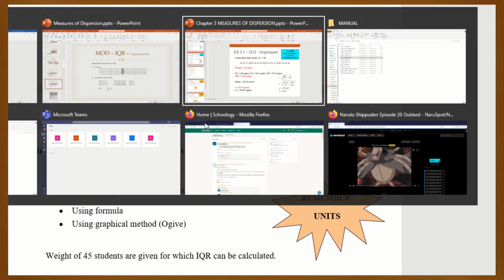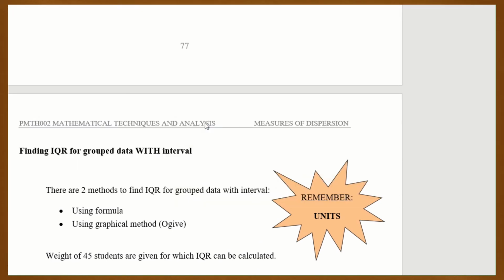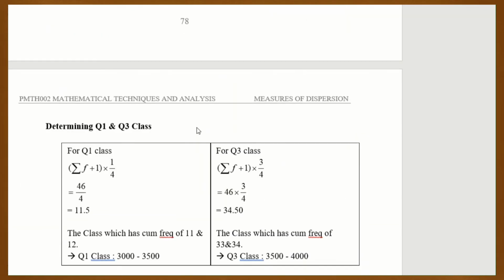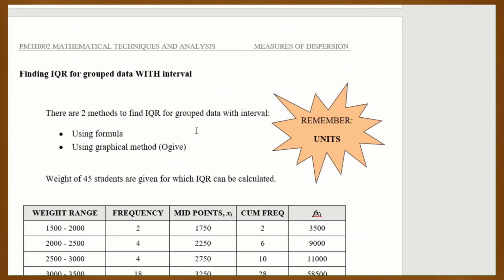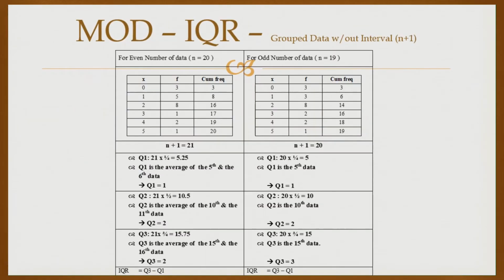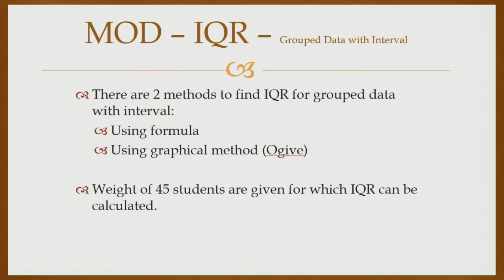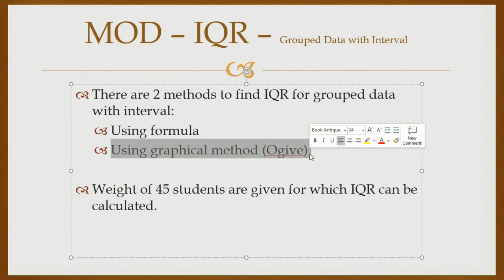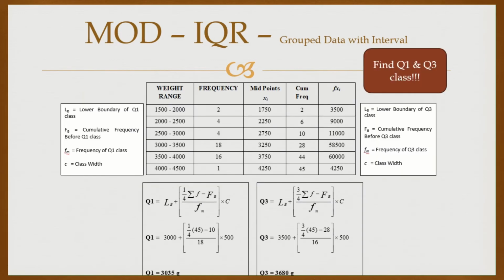So let's go back to the manual to see where you are right now. We are on page 78. So finding IQR using group data with intervals will be the same method as chapter 2. Nothing is so different here. When you have group data with intervals, there are two ways. If they ask you to calculate, you use formula. If they ask you to estimate, you use your ogive.